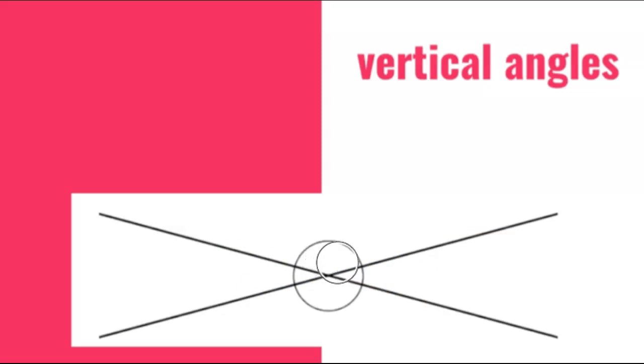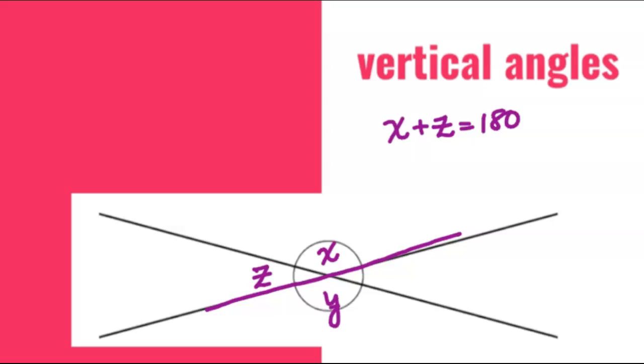Okay, let's look at the other pair of vertical angles here. Let's call this top one X and the bottom one Y. One thing that is true here is X and this angle, I'll call this Z, X and Z add up to 180 degrees because again, notice they form a straight line.